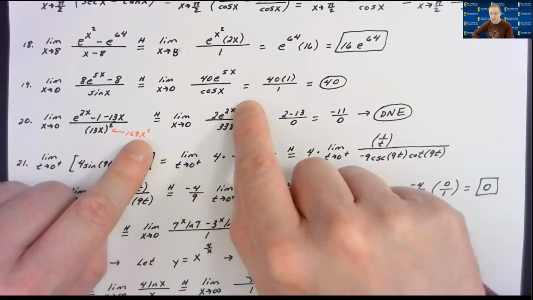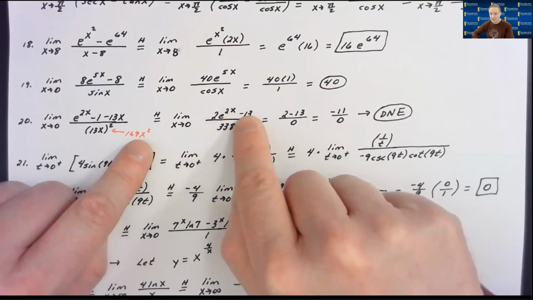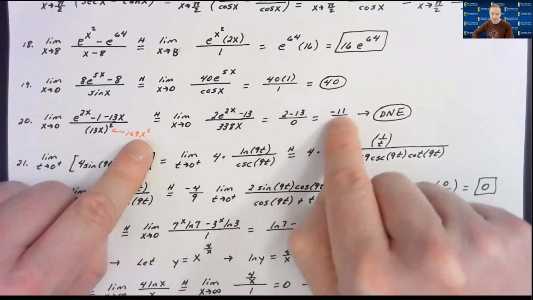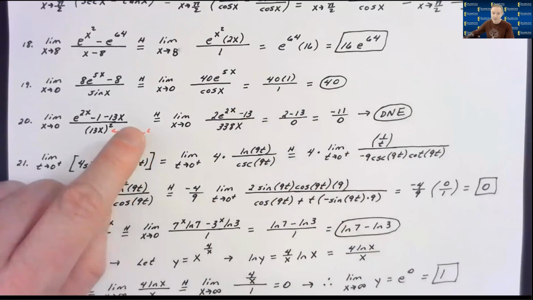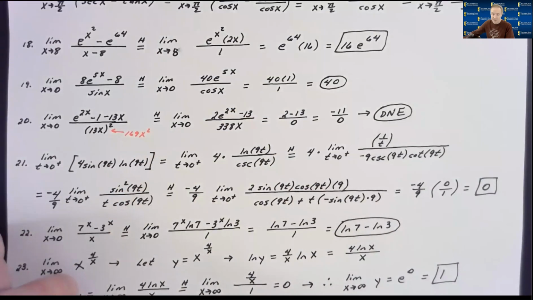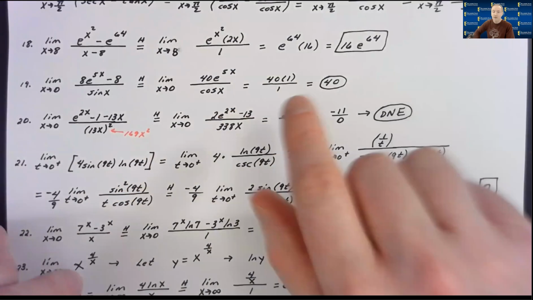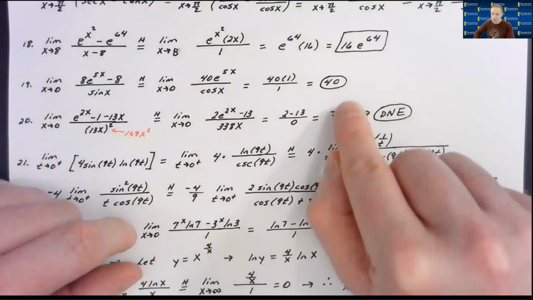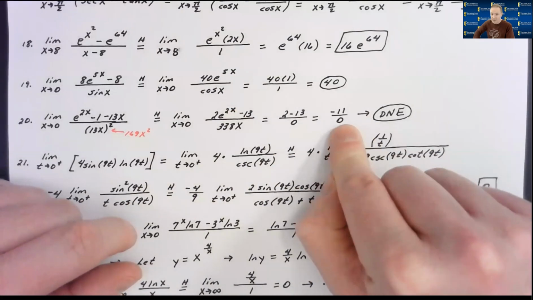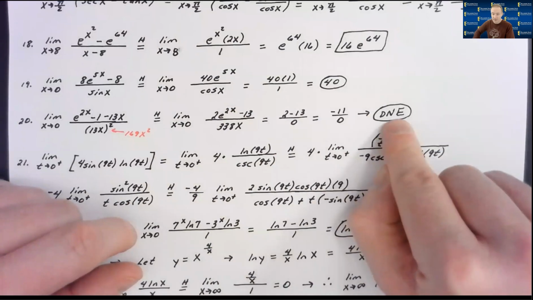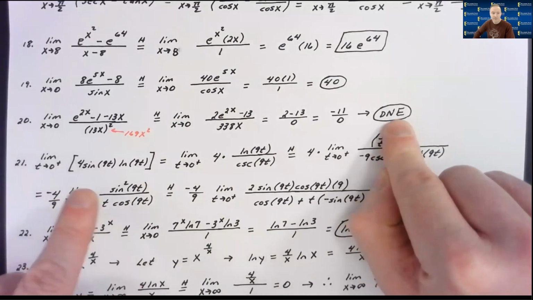That's 2 times 1 is 2 minus 13. Your numerator is negative 11. Your denominator is 0. If you try to keep on using L'Hopital's rule, you're going to get the wrong answer. The answer to this question, as soon as you get here, you say, that's not indeterminate form. That is undefined form. This limit does not exist.